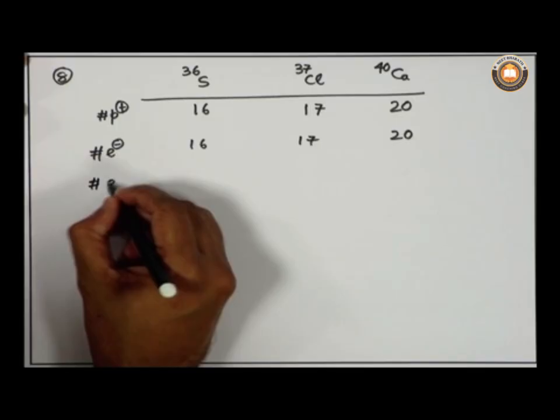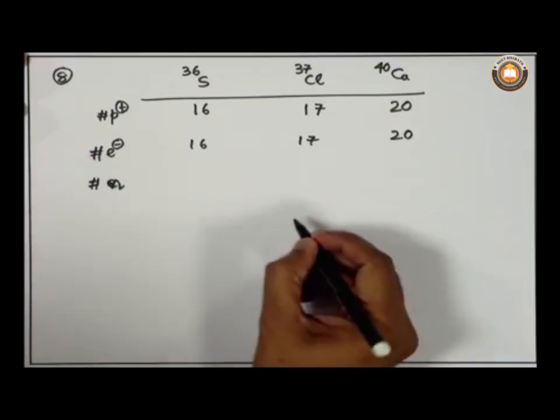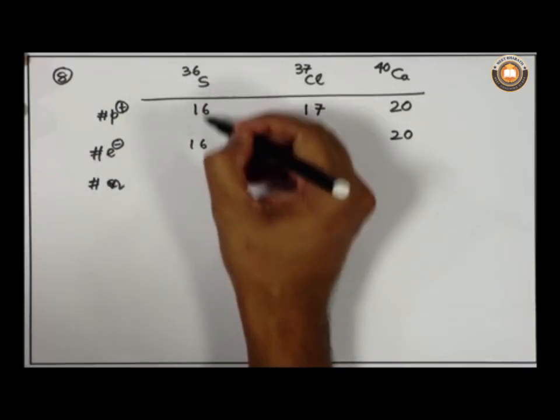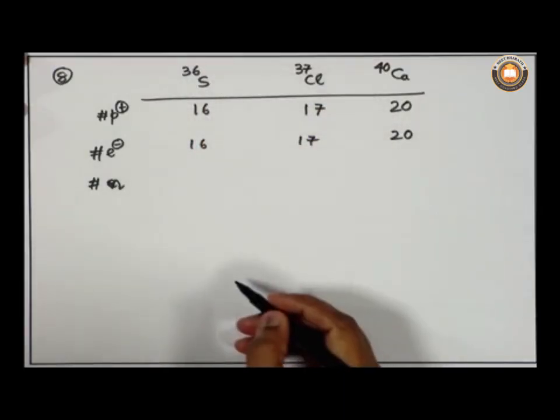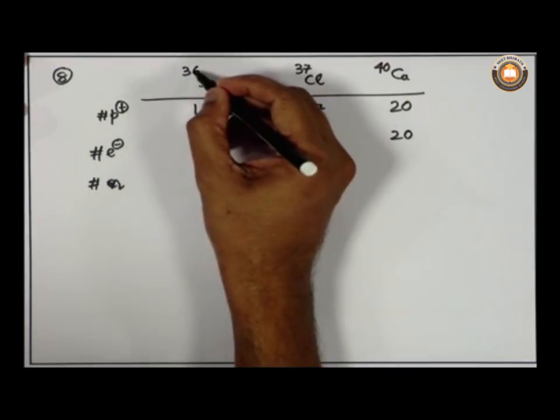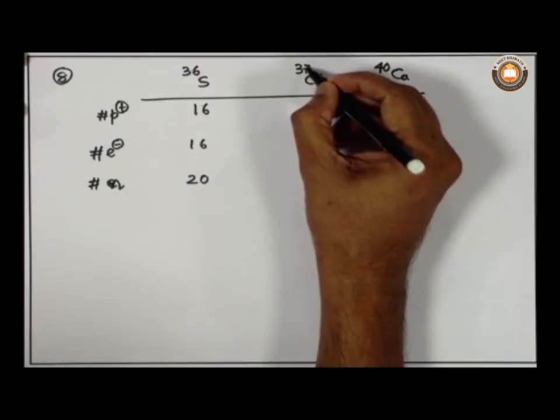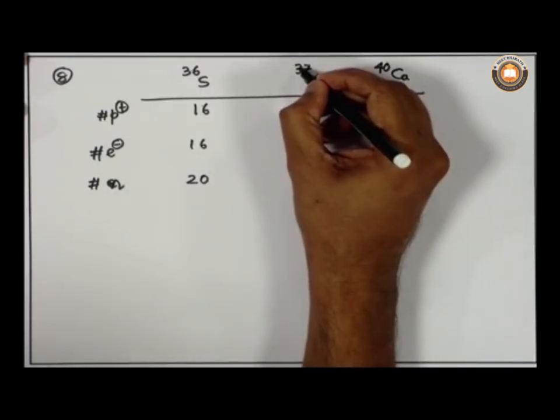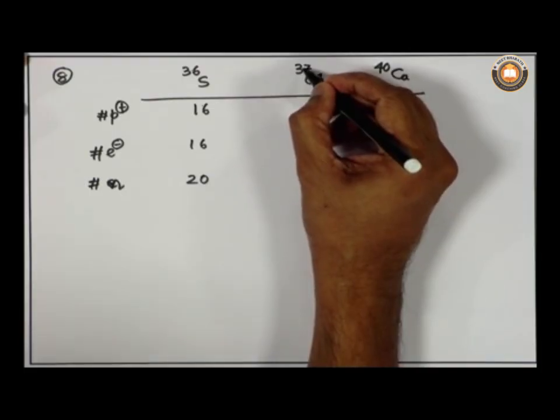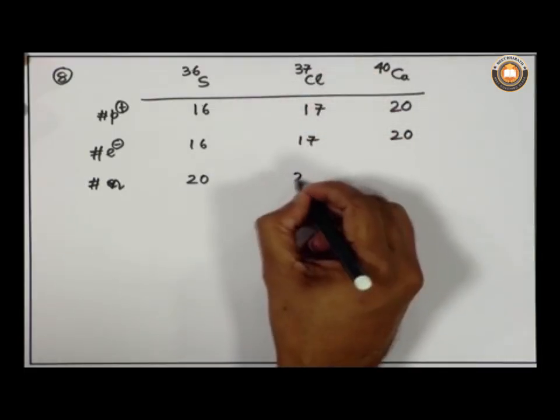Number of neutrons: in this case there are 16 protons and the mass number is 36. So, the number of neutrons is 36 minus 16, which is 20. In this case, the number of protons is 17 and the mass number is 37. So, the number of neutrons is 37 minus 17, which is 20.